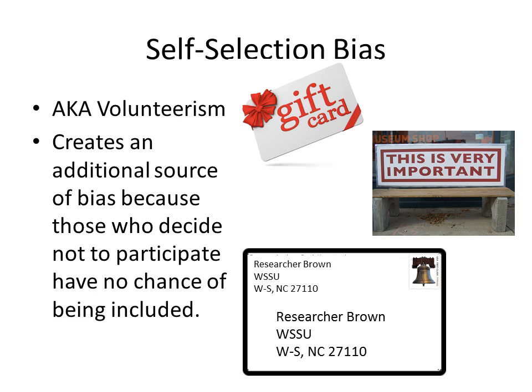Self-selection bias, also known as volunteerism, creates an additional source of bias because those who decide not to participate have no chance of being included. Volunteerism in sampling is presumed to create bias. Many studies compare participants, volunteers, with non-participants and suggest that participants tend to be more educated and come from higher socioeconomic groups. Some efforts to reduce volunteerism include offering rewards or making it easier to respond, such as giving the participant a self-addressed stamped envelope.